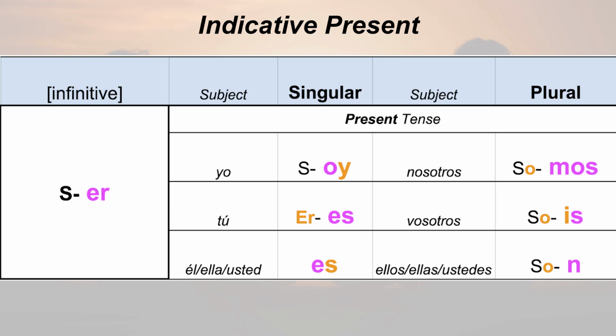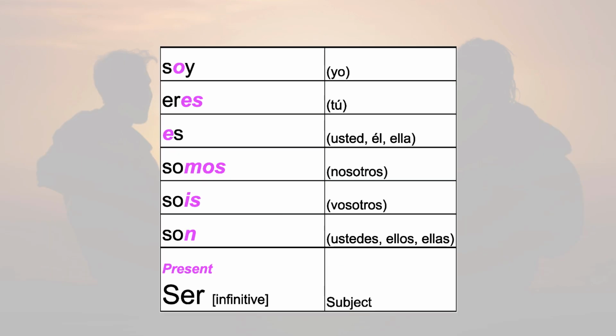Yo soy. Tú eres. Él es. Ella es. Usted es. Nosotros somos. Vosotros sois. Ellos son. Ellas son. Ustedes son. One more angle.